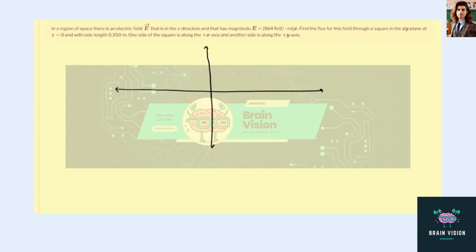So this is the coordinate plane, and we have a square over here, which looks like this. So one side is towards the plus x-axis, and another side is towards the plus y-axis, and this is 0.35. All right. So we need to find the flux, and the electric field is towards the plus z axis. So I'm going to point it with a cross, which means that it is going inside the plane, and inside the plane definitely means that it is perpendicular to the plane which we are seeing.